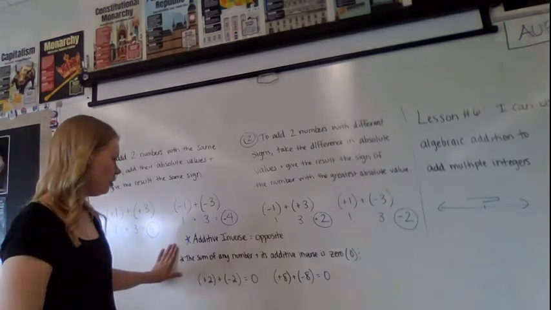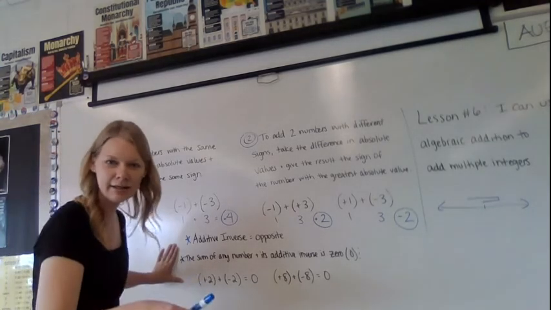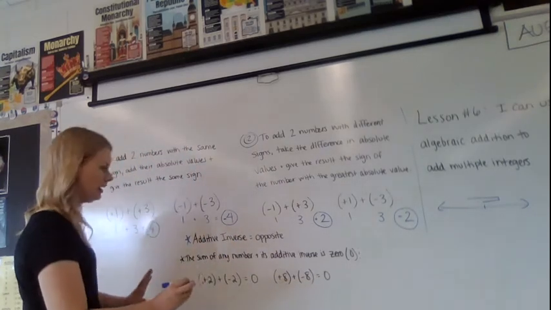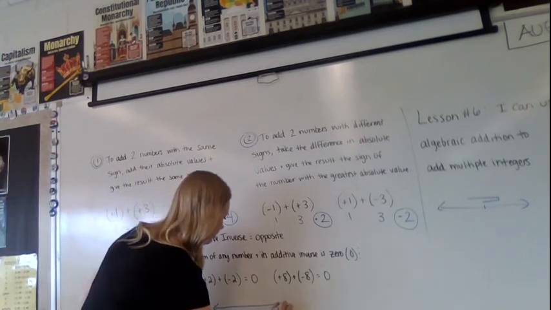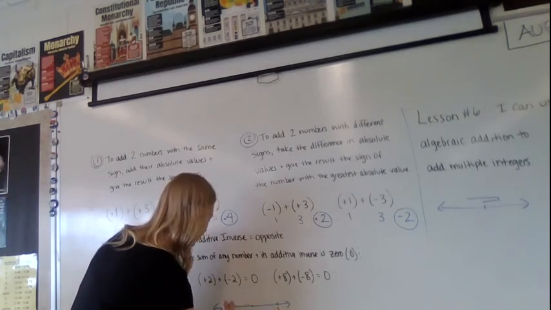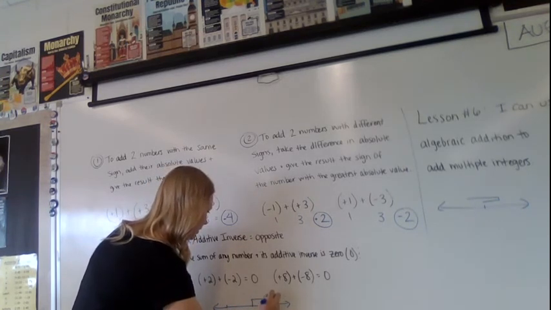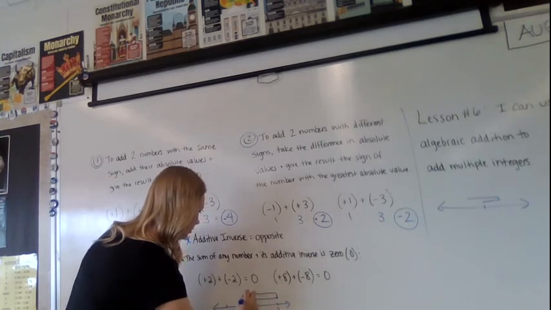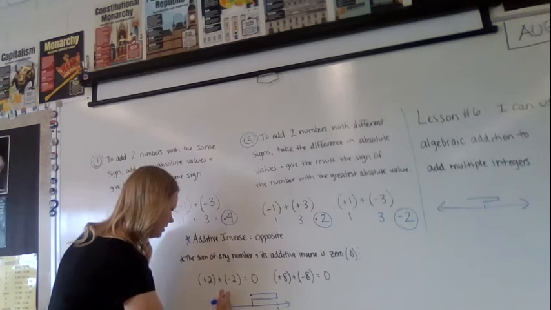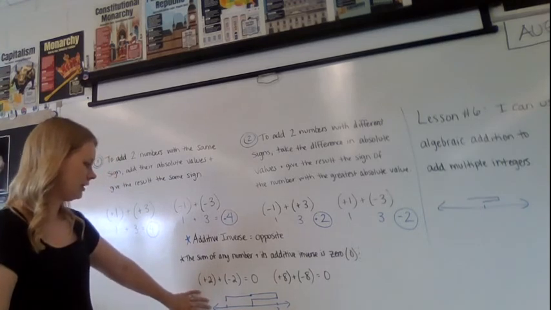A key thing to know about additive inverses is that the sum of any number and its additive inverse is always going to be equal to 0. This makes sense if you think back to when we were adding on a number line. Let's say here's 7 and negative 7. We start at 7, and then we add negative 7. Well, we end up right back at 0. Let's say we start at negative 7 and we add positive 7, we end up back at 0. So that's just a visual representation of what we're doing here.